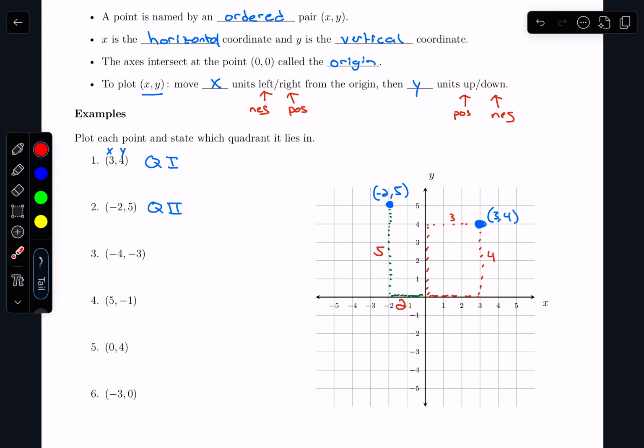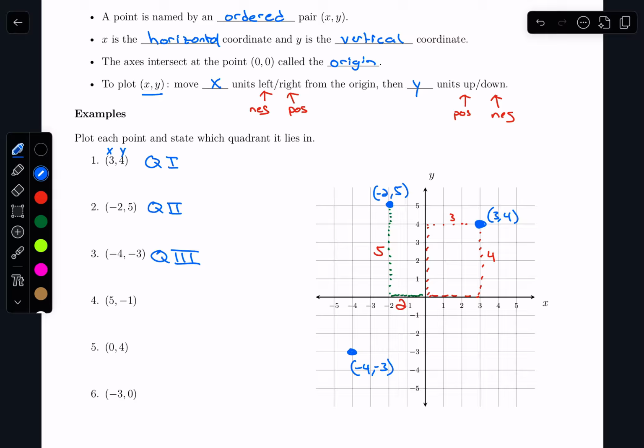So for the third one now, we have a negative and a negative, -4, -3. That means I'm going to go 4 left and 3 down. So notice I'm in quadrant 3 now, down here. So you can tell which quadrant they're in just by which values are negative between x and y. For this one, -4 means 4 left, and then -3 means 3 down. So I can go ahead and label my point here, -4, -3. And we can say that that is in Q3 or QIII, quadrant 3.